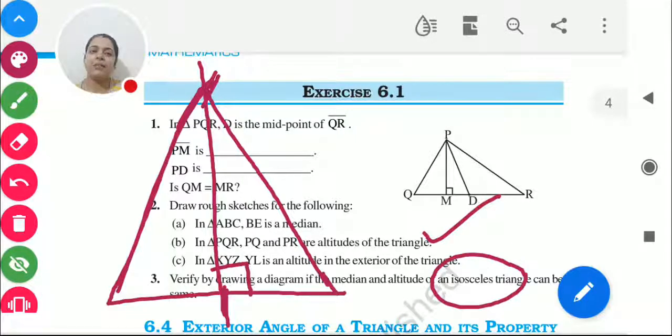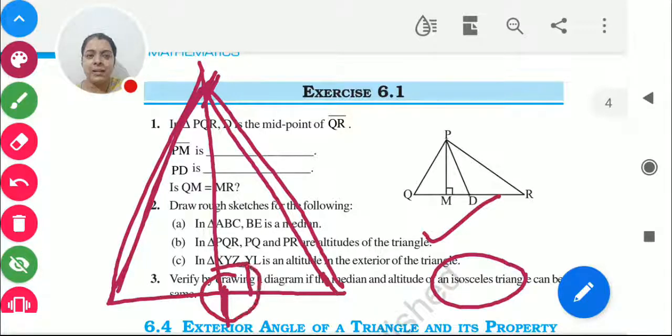So remember, whenever we talk about an isosceles triangle, the median and the altitude will remain the same. They will be the same only in the isosceles triangle, because both sides are equal. So undoubtedly the line will be drawn at the center and it will make a 90-degree angle on it. That's why we can say this.